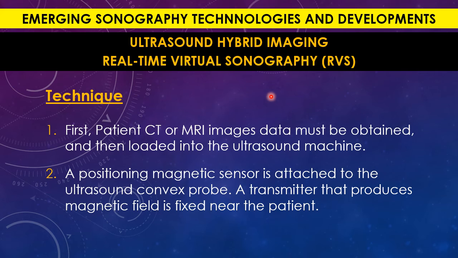Okay, when you are doing the ultrasound, the probe you have has a sensor, a magnetic sensor. This magnetic sensor determines the location and direction of the probe in relation to a magnetic field that is fixed near the patient. So in this way, the sensor can tell where you are in relation to the patient's anatomy. Whether you are in sagittal, transverse, axial, oblique, or coronal cutting, the cutting plane is detected by this positioning magnetic sensor.